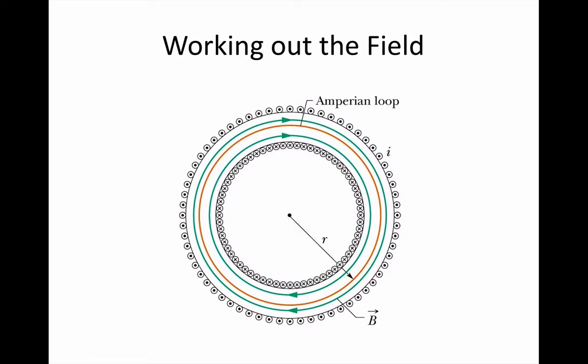So we've picked our Amperian loop to run around the ring down the middle of the coils. And you can see that this is in the same direction as the magnetic field that is uniform inside the coils. So let's work through this now on the tablet.